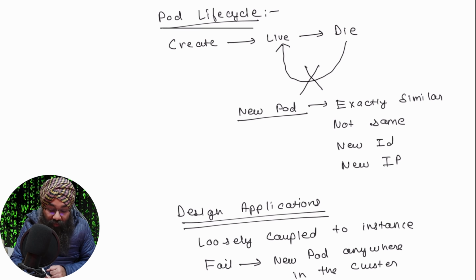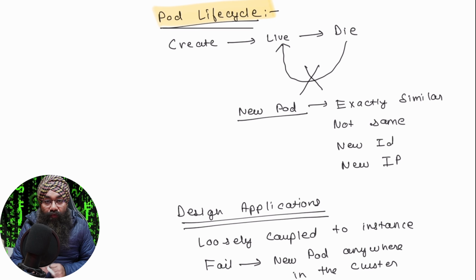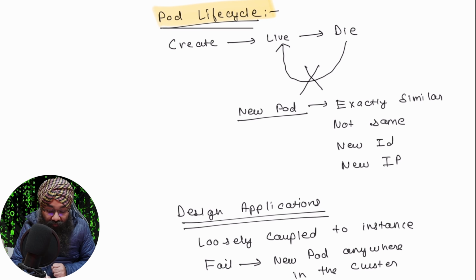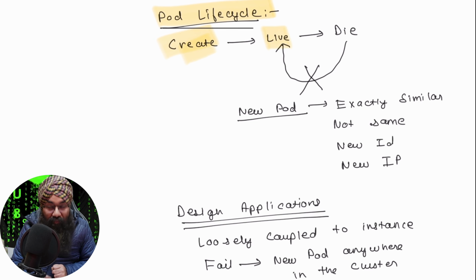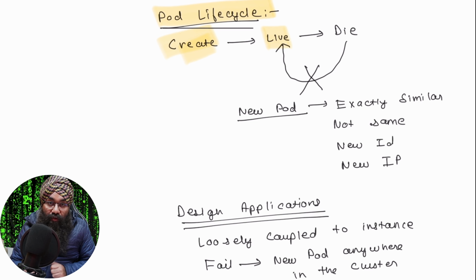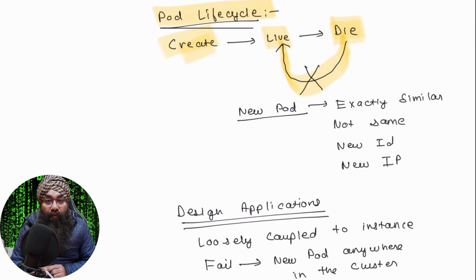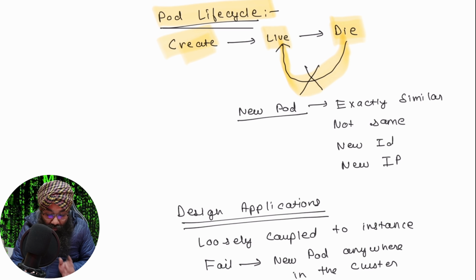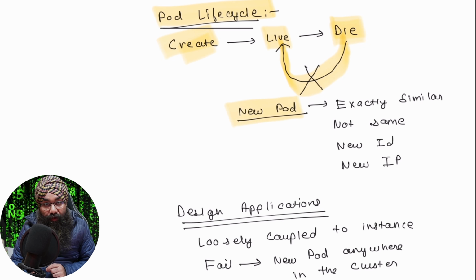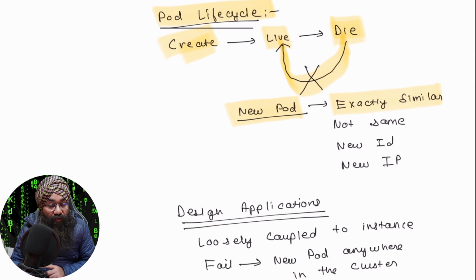So in layman terms, if we want to understand pod life cycles, they get created, then they live, meaning they continue to service or run, and then they die. But it will never happen that after dying, they are brought back to life. What will happen is a new pod will be created. If they die and you still want your application to be running, a new pod will be created. It will be exactly similar to the previous pod, but it will not be the previous pod. That is dead. It cannot be brought back to life.